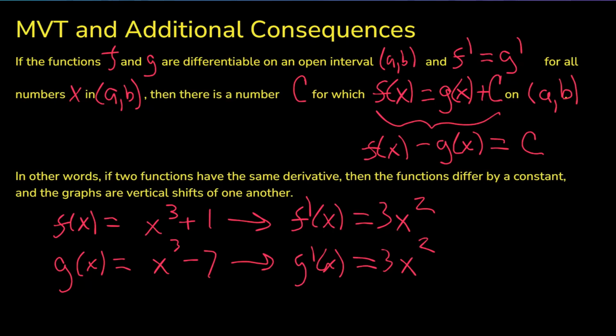Now notice f and g are both cubic functions. f is the cubic function shifted up 1 unit, and g is the cubic function shifted down 7 units. So the derivatives are equal, and these two functions differ by the constant 8. If you subtracted the two functions, they would have a difference of just 8.